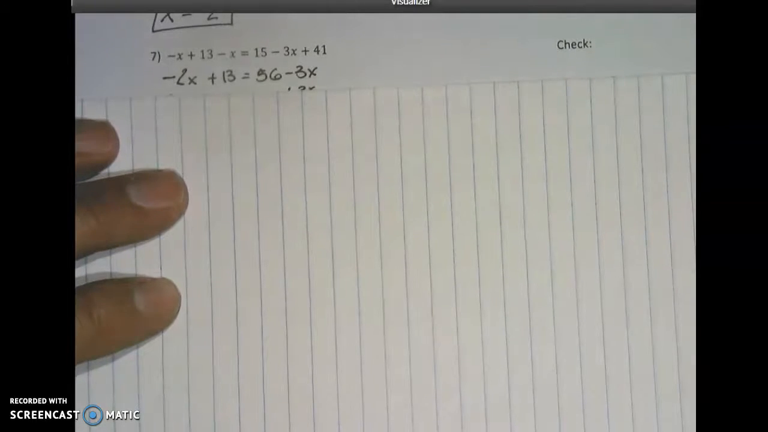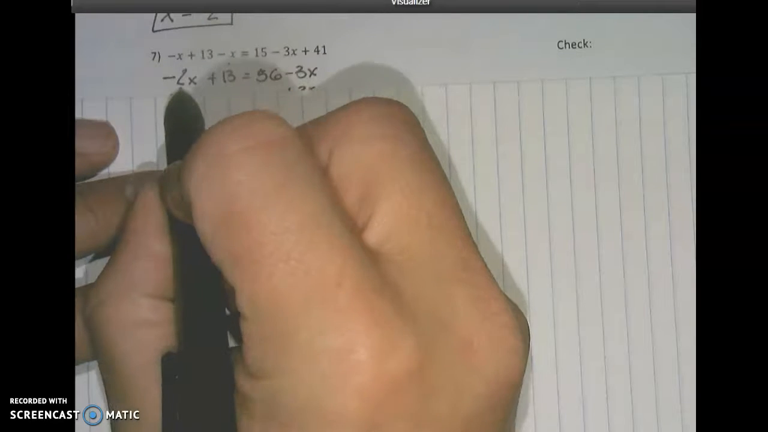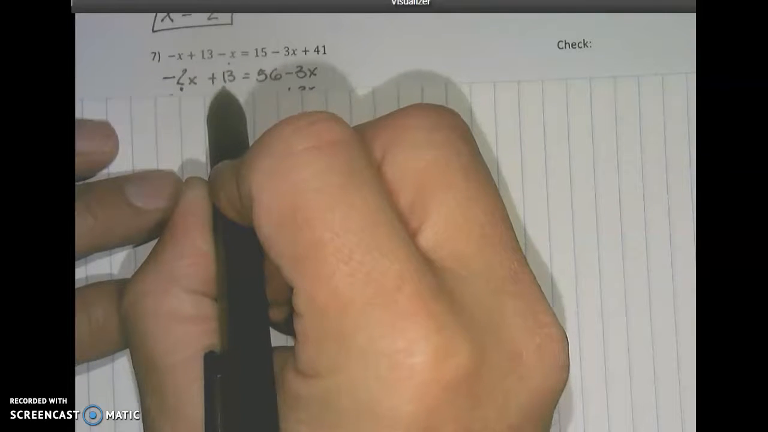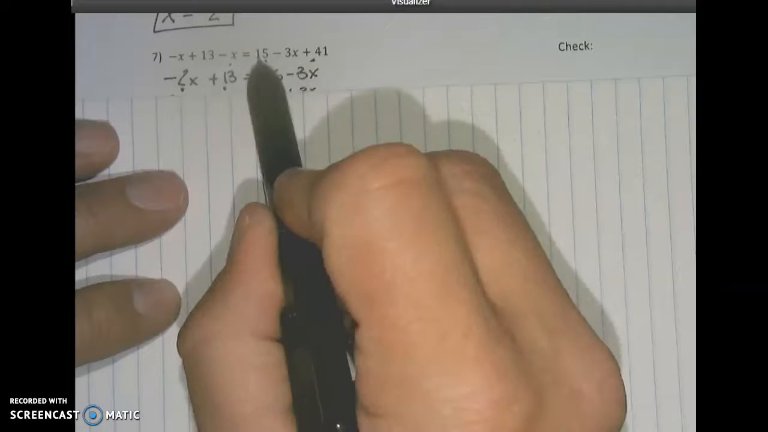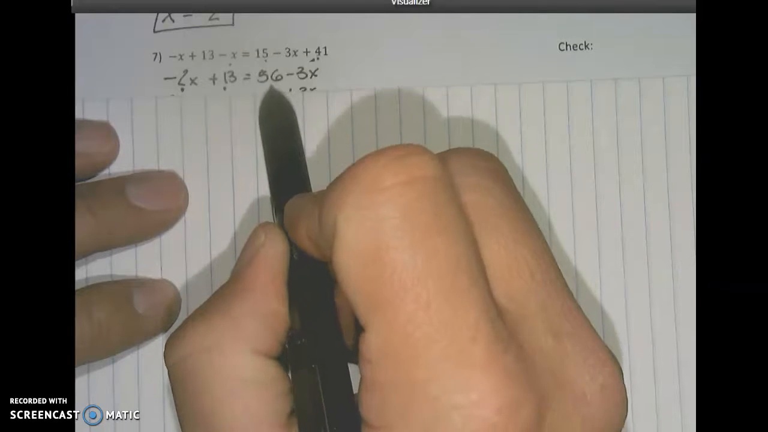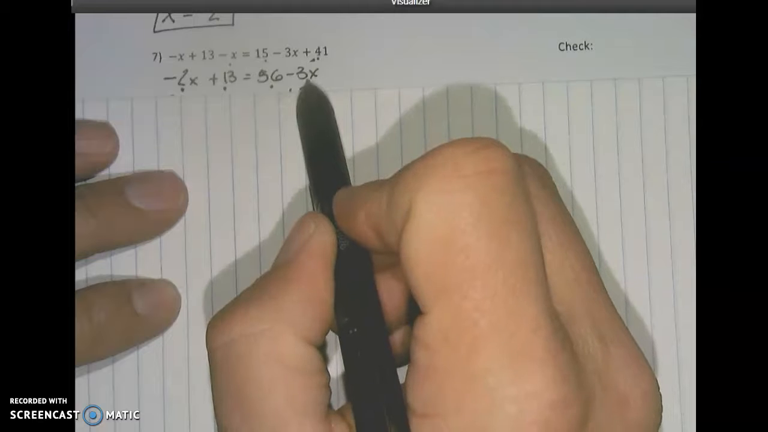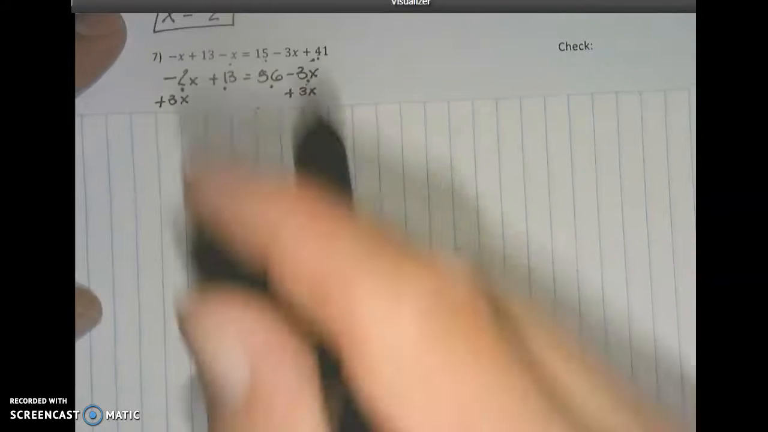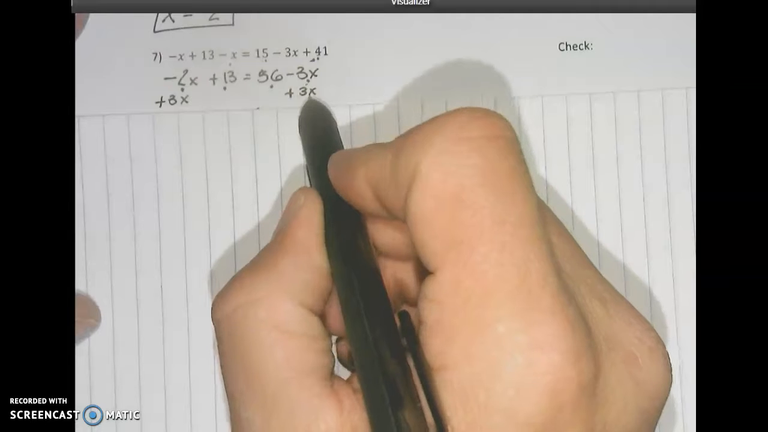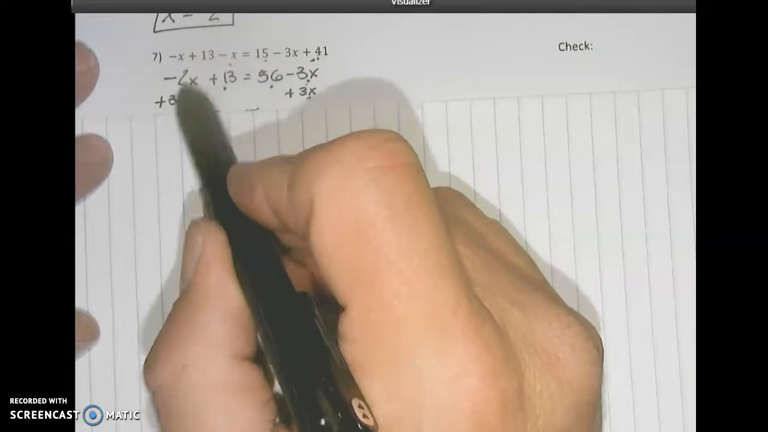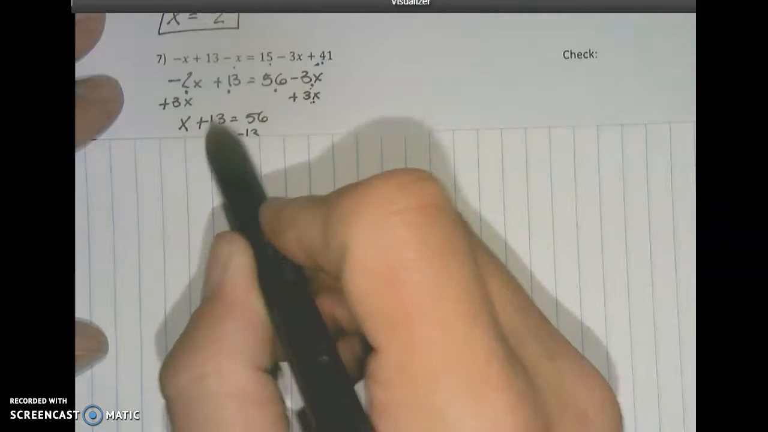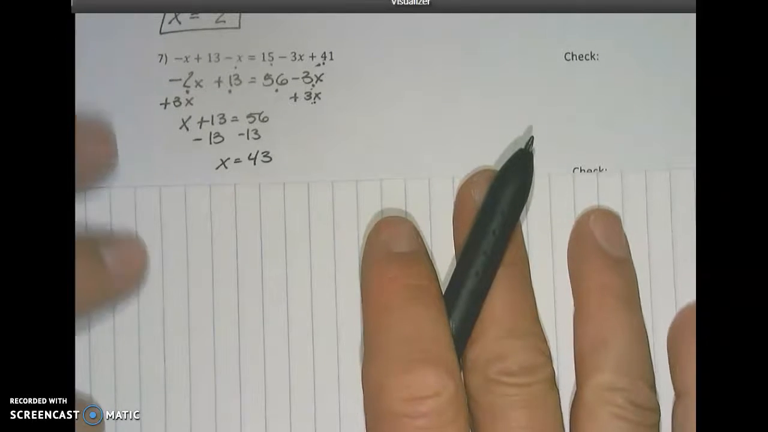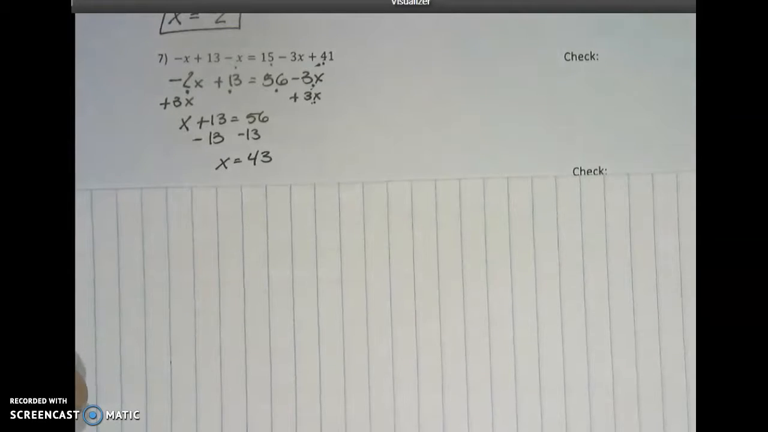Okay, so number 7, I got -2x plus 13 because I did -x minus x, which gave me -2x. I didn't do anything with the 13, so I brought it down, okay? I did 15 plus 41 because they're both positive. Added together gives me 56 minus 3x, okay? So I wanted to get my 3x over, so I added 3x to both sides. So -2x plus 3x is x, plus 13 is equal to 56. So I subtract 13, and I find out that x is equal to 43.